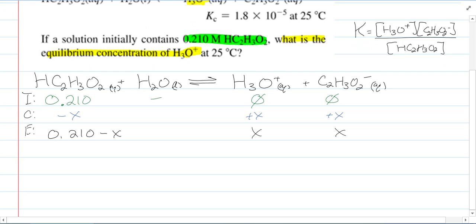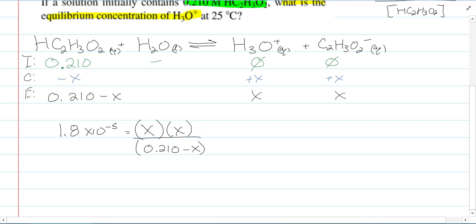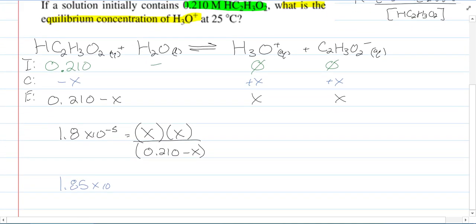Plug in. So the K value is 1.8 times 10 to the negative 5 equals hydronium, which is x, acetate is x, all over 0.210 minus x. Well, we've got to bring the bottom up. If I bring the bottom up, I get 1.8 times 10 to the negative 5 times 0.210 minus x equals x times x.